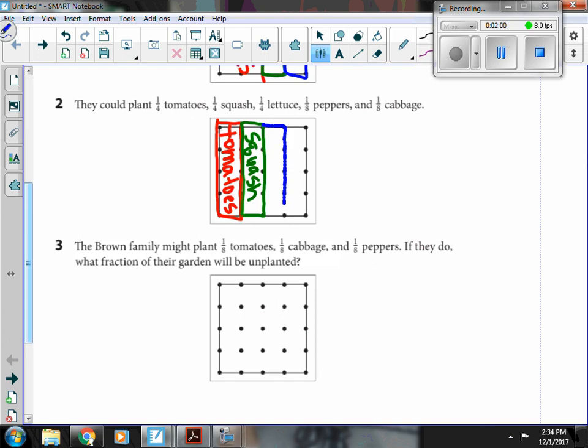So notice this time my tomatoes amount got smaller, but my squash and my lettuce stayed the same. And because my tomatoes shrank, I can now add peppers. And I can add cabbage.